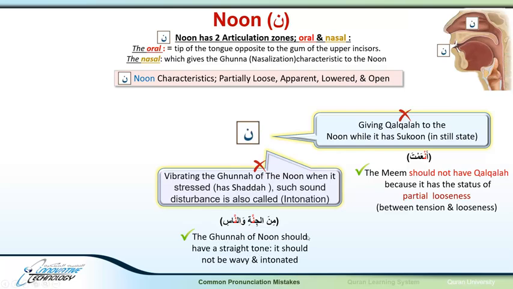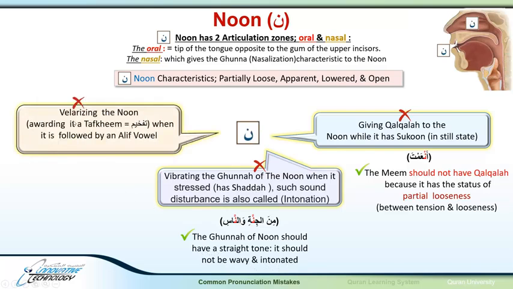So the ghunna of the noon should not be intonated, and it should always be in a straight tone. And the third mistake is velarizing the noon, awarding it a tafkhim when it is followed by an alif. Let's see the example.